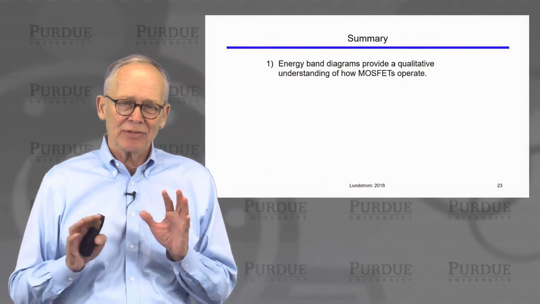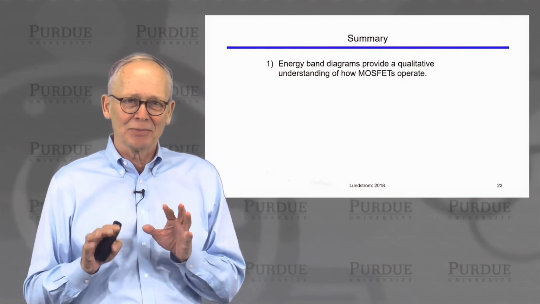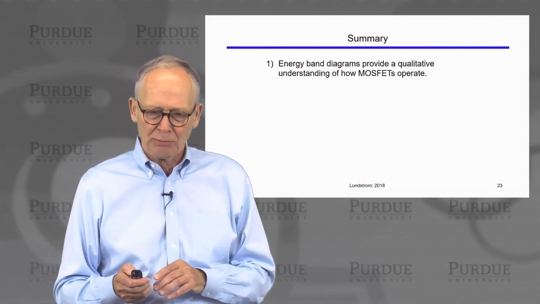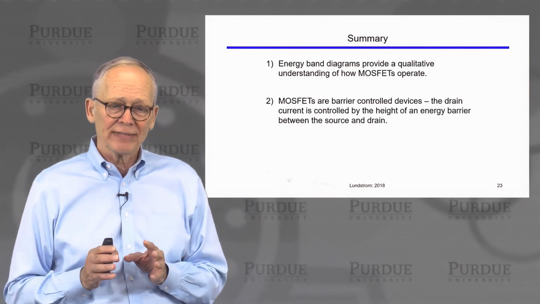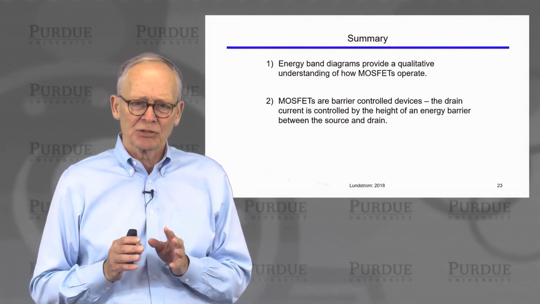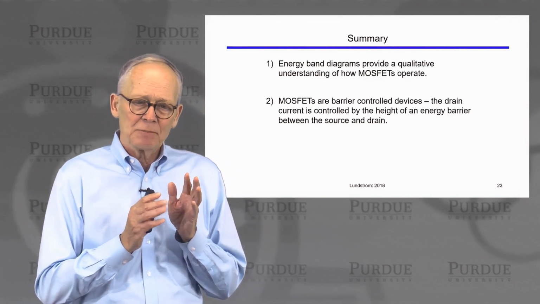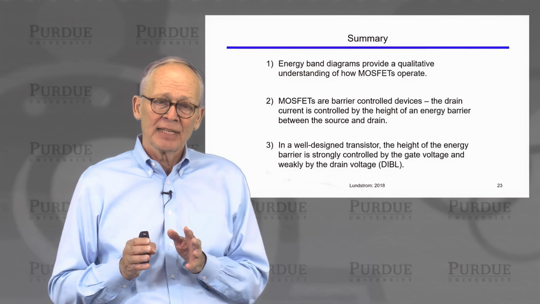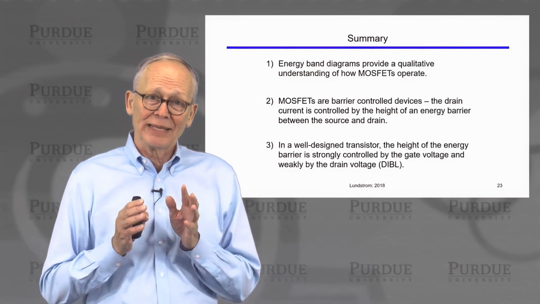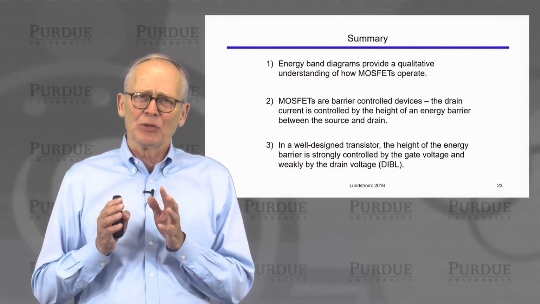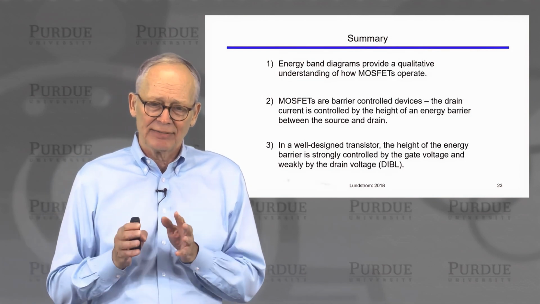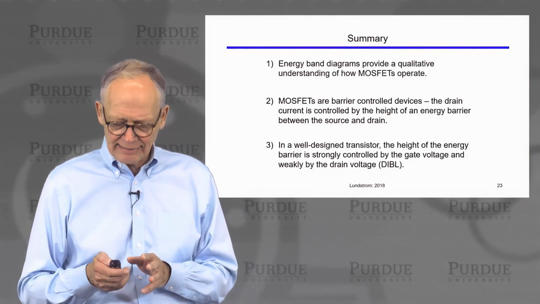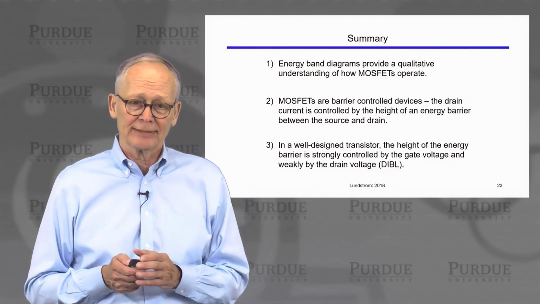All right, so let's summarize. Everything we need to know about the essence of a MOSFET is contained in energy band diagrams. They provide a qualitative understanding of how a MOSFET works. They're barrier-controlled devices. The drain current is controlled by the height of an energy barrier between the source and the channel. In a well-designed transistor, the height of that energy barrier is controlled by the gate voltage very strongly and very weakly by the drain voltage. We have a device then that has very low DIBL when the drain voltage has a small effect on the height of that energy barrier. And that's what we want to see.